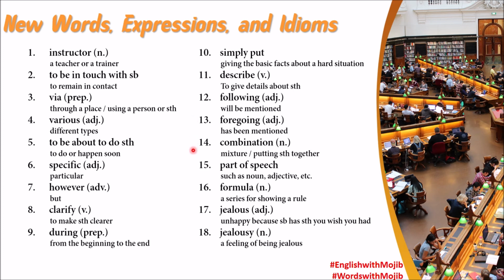Combination, mixture or putting something together. Part of speech, such as noun, adjective, verb, adverb. Formula, a series for showing a rule, and that series can include letters, maybe names, maybe numbers. Jealous, unhappy because somebody has something you wish you had. Please pay attention. Jealous is a negative adjective. The positive aspect of this adjective is envious. And the noun for jealous is jealousy: a feeling of being jealous.